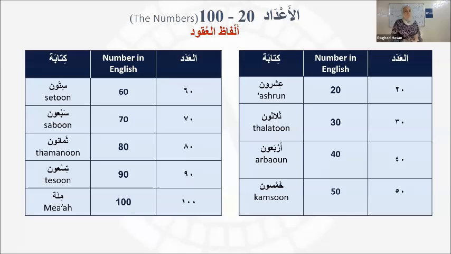So عشرون, ثلاثون, أربعون, خمسون, ستون, سبعون, ثمانون, تسعون, مئة. What's your favorite number from عشرون to مئة؟ ما هو الرقم المفضل؟ Your favorite number? أهلاً، ما هو الرقم المفضل؟ What's your favorite number?